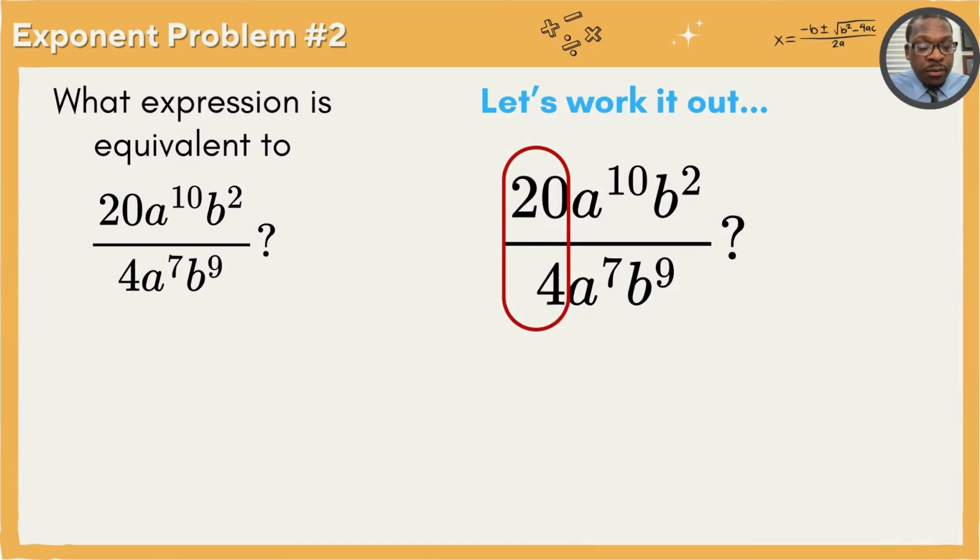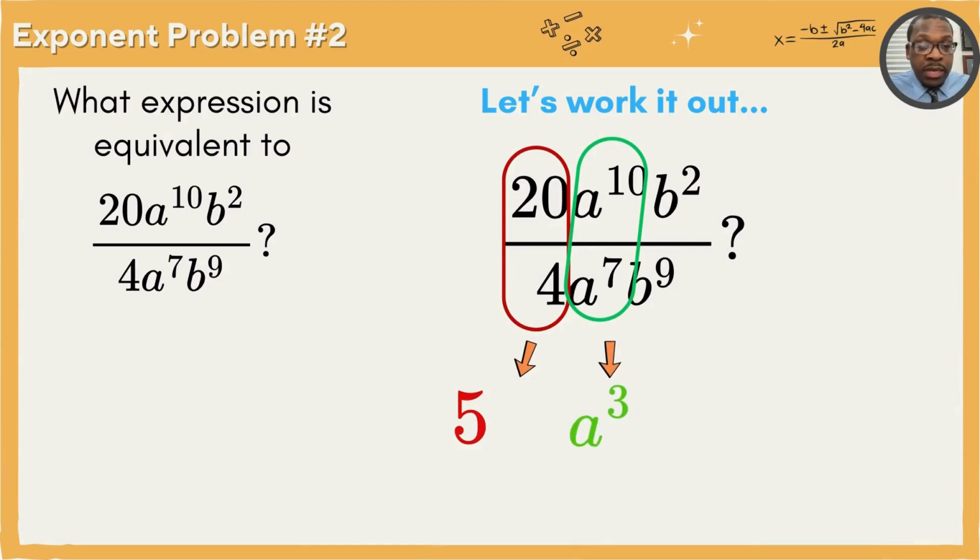20 divided by 4. What is 20 divided by 4? It's 5. Okay, so those are the numbers. What else should go together? Well, the A's. A to the 10th divided by a to the 7th. Well, a to the 10th divided by a to the 7th should give us a to the 3rd.